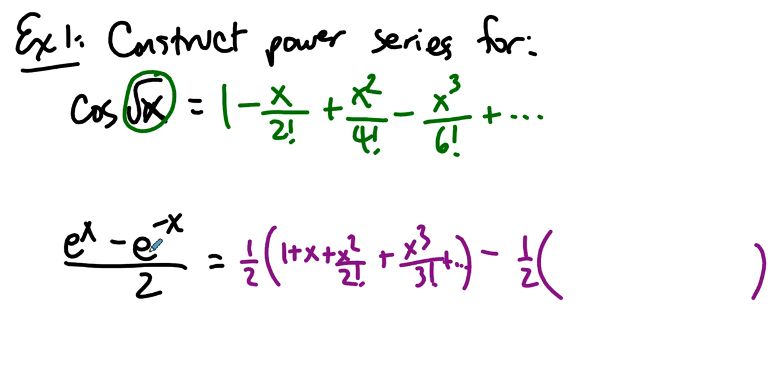And the series for e to the negative x is what we get when we substitute negative x. So that's 1 plus negative x plus negative x squared over 2 factorial plus negative x cubed over 3 factorial, and so on.